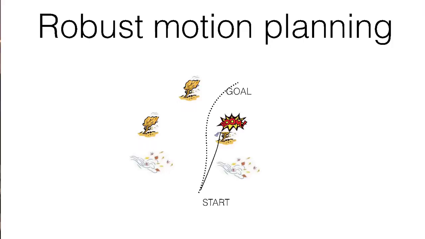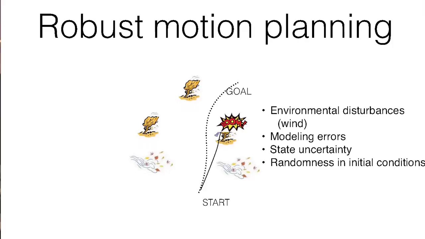So there are different kinds of uncertainties. One of them is environmental disturbances, like there is wind here, so that can move you off your planned path. And there can be modeling errors. The model that you use to represent your complex system might just be approximate. So the real world is different. And there is state uncertainty. The things that you use for measuring your position or velocity are also approximate. So there are uncertainties. Moreover, there can be some randomness in the initial conditions.